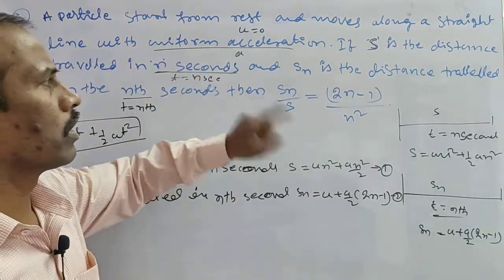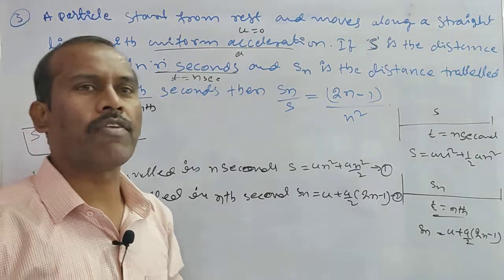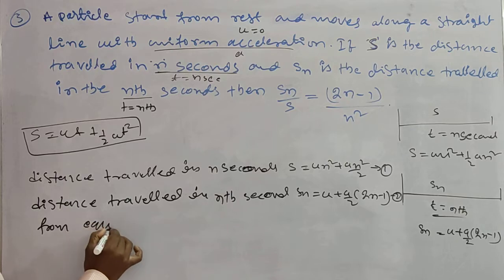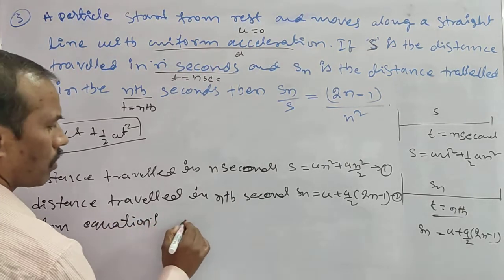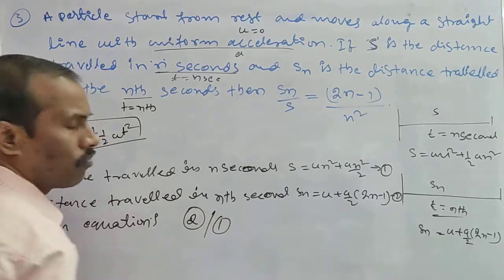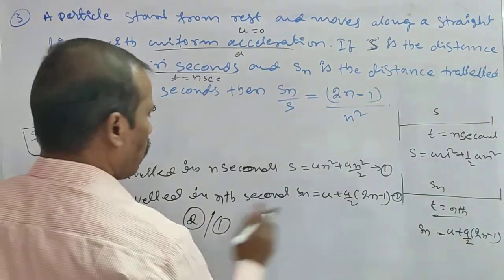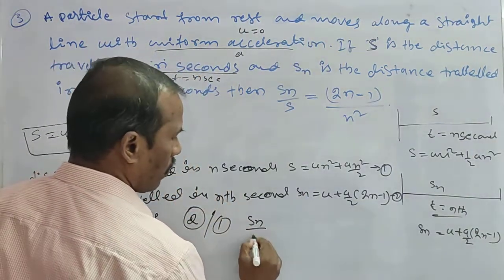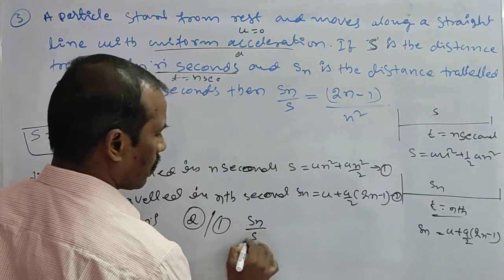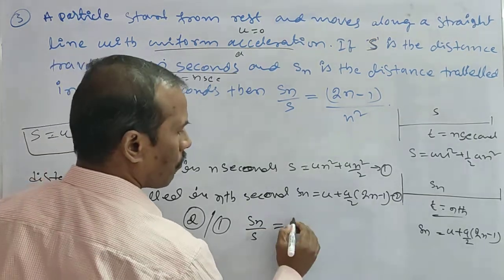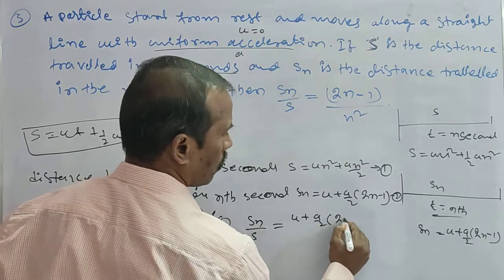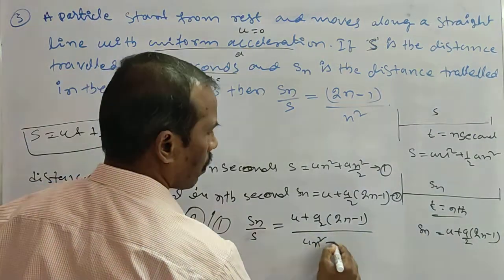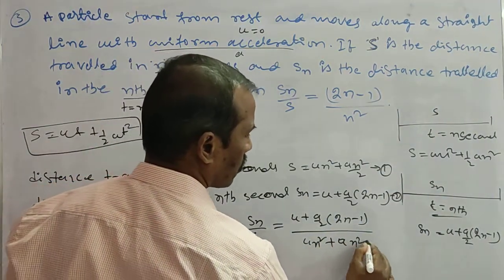Now we will get the formula Sn by s. That means equation 2 by equation 1. So Sn by s is equation 2 by equation 1. So Sn formula, u plus a by 2 into 2n minus 1, by the s formula, un plus a n square by 2.